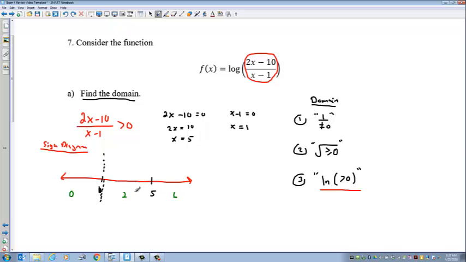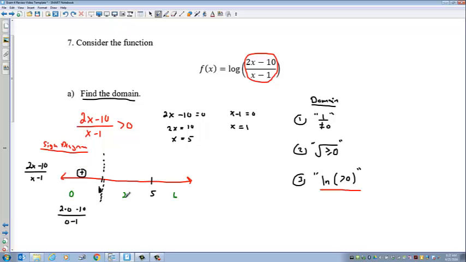Now notice I don't put them on my number line because that'll get me into some trouble. But I want to plug them back into this expression to see if they're positive or negative. And that'll tell me the sign of that expression in those regions. So if you plug in 0 here, you get 10 times 0 minus 10 divided by 0 minus 1. So really negative 10 over negative 1, which is positive 10, so it's positive, so that's good.